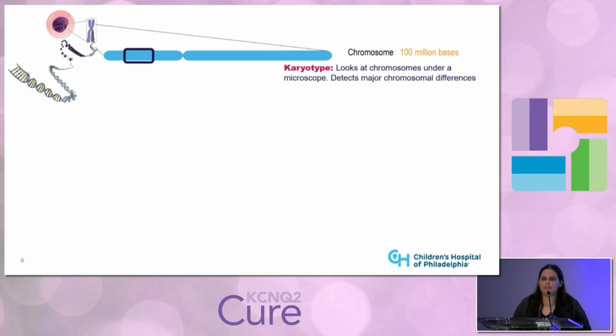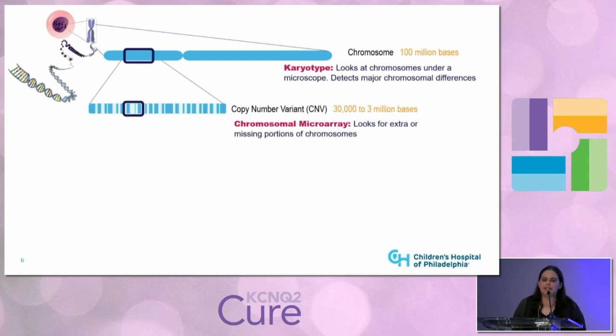So the most zoomed out approach to looking at genetics is a test called a karyotype. What this is doing is looking at the overall structure of the chromosomes and the number of chromosomes that are present. So this is a test that would tell us if there were large missing or extra pieces of a chromosome, or if there were a rearrangement of the chromosomes where pieces of the chromosomes are where they should not be.